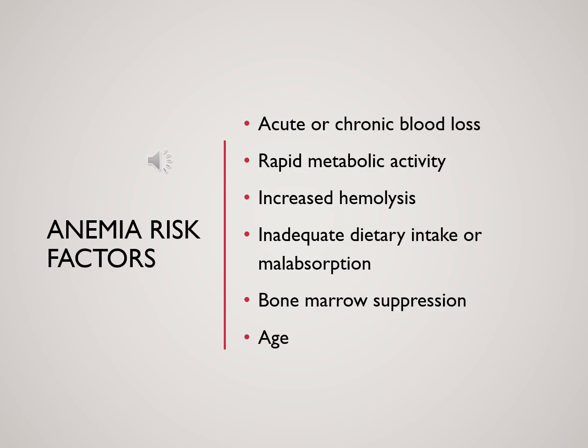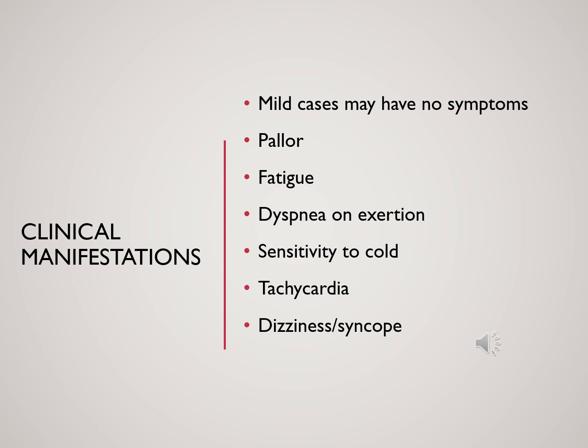There are some risk factors that make it more likely that you would have anemia, and that is a situation where you would have acute or chronic blood loss, rapid metabolic activity, increased hemolysis, inadequate dietary intake or malabsorption, bone marrow suppression, and age. So one thing we don't have listed under there is your gender, but we will put that under the chronic blood loss. Women who have very heavy menstruations would have that chronic blood loss, and they would fall under that category.